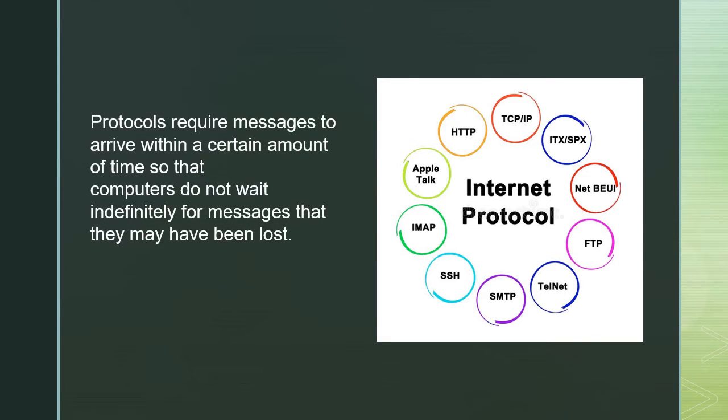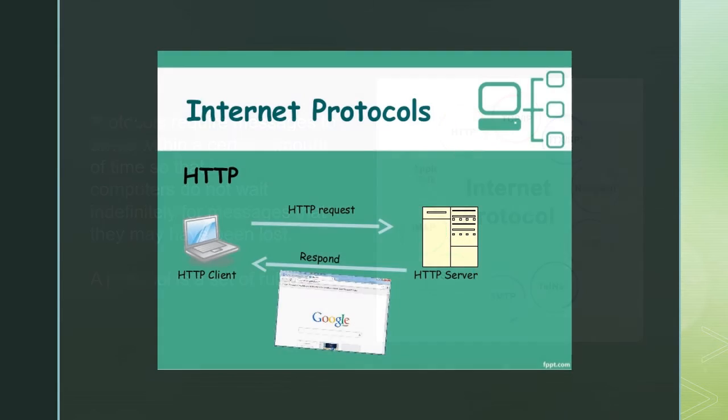Let us first define an Internet protocol. When we say protocols, it requires messages to arrive within a certain amount of time so that computers do not wait indefinitely for messages that they may have been lost. A protocol is a set of rules. For example, in sending email via Google, it follows a certain protocol to make sure that the message was sent correctly from the client to the recipient.